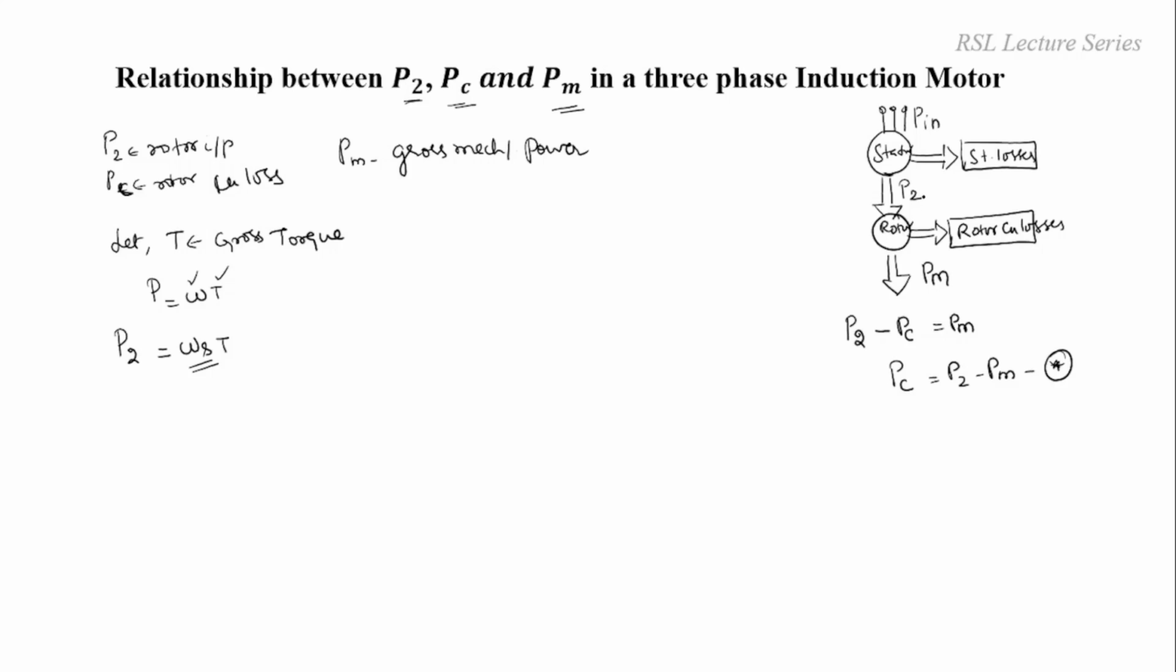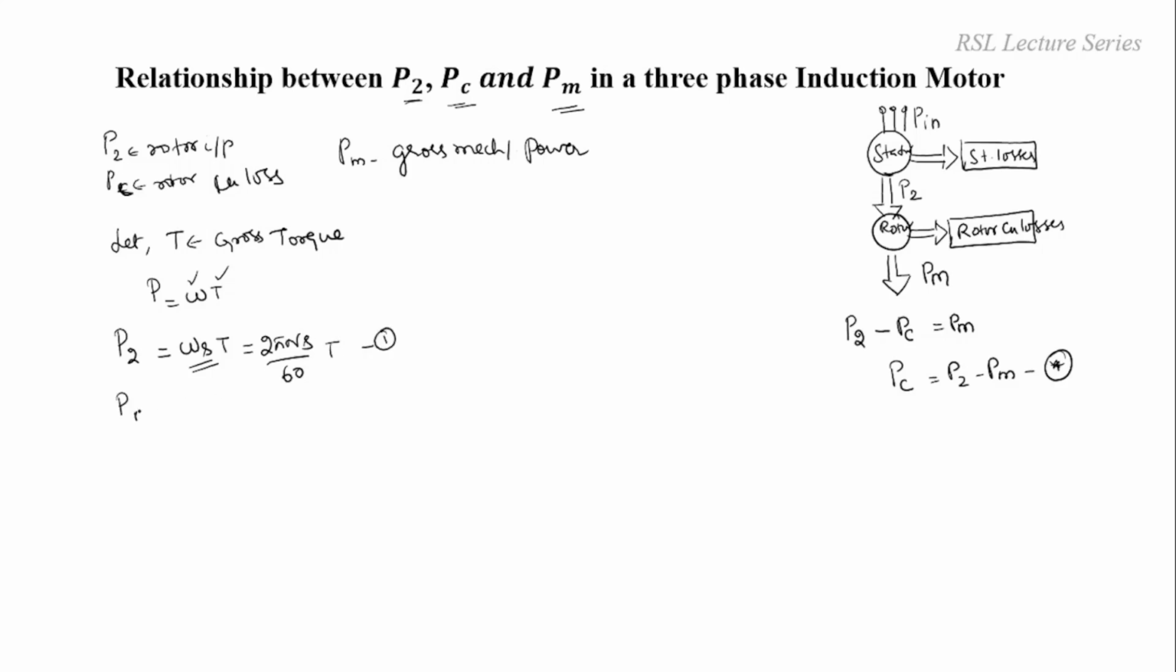So in the rotor we have input power P2 and output of the rotor PM, the gross mechanical power developed. We can write the torque in terms of both P2 as well as PM. First, P2 is on the stator side. On the stator side, we have the synchronous speed, which is the speed of the rotating magnetic field. So we write it as omega s into T, that is 2 pi Ns divided by 60 into T. Let this be equation 1.